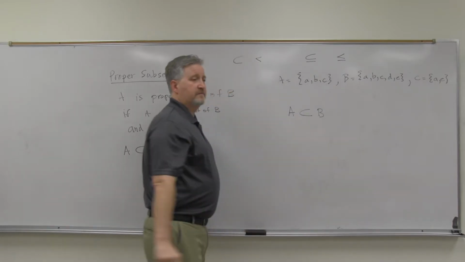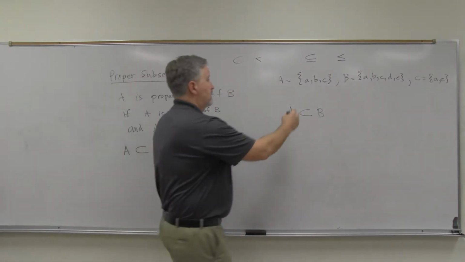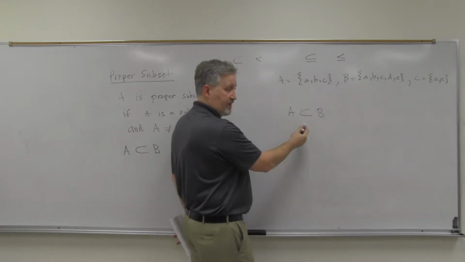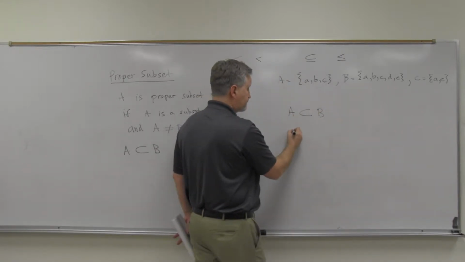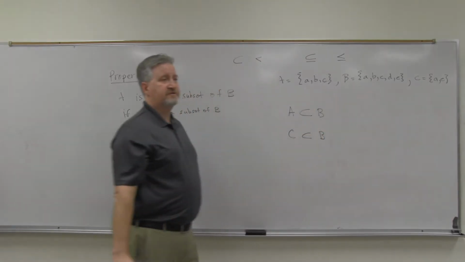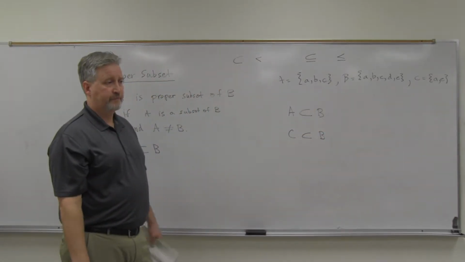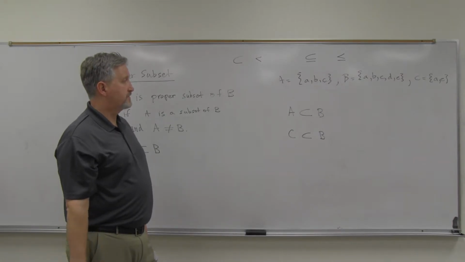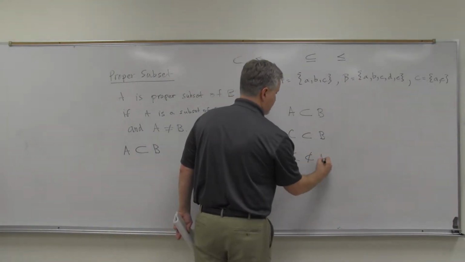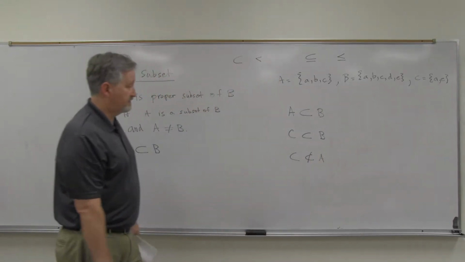Is A a proper subset of B? Yeah. A is a subset, and it's not equal to, so it's a proper subset. C is a proper subset of B, so we could use that proper subset symbol there. We could use either one for those two. Of course, C is still not a proper subset of A. It's not a subset, so it's definitely not a proper subset.